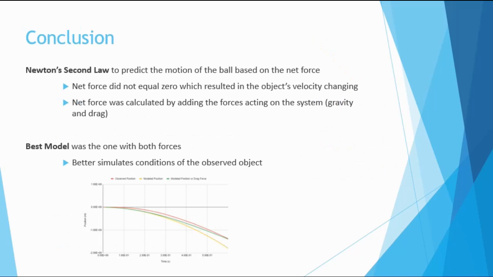In conclusion, Newton's second law can be used to predict an object's motion that is experiencing changing velocity because it is being acted upon by a net force not equal to zero. In this experiment, the modeled effects of the forces gravity and drag on an object's motion were examined. In doing so, I found that the model that included both gravity and drag was better than the model with just gravity, because it simulated the conditions of the observed object more accurately.